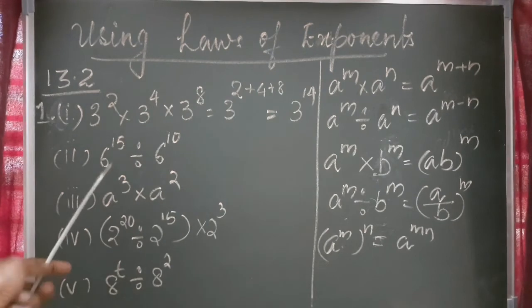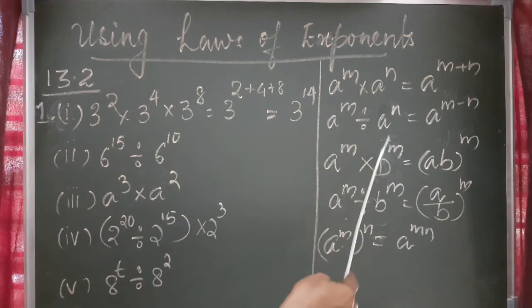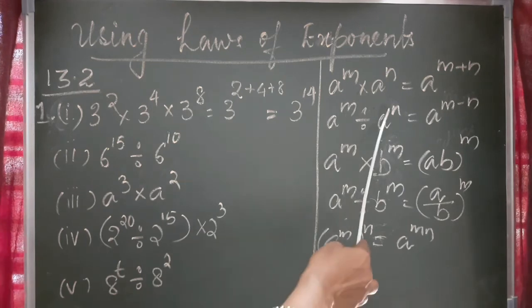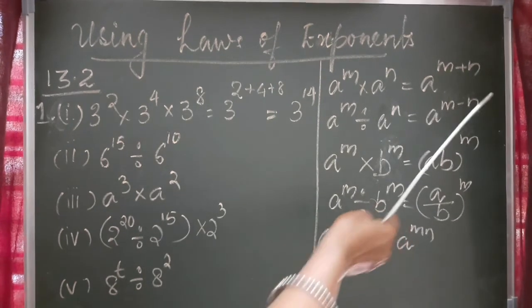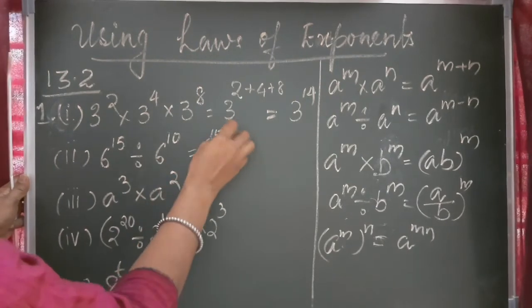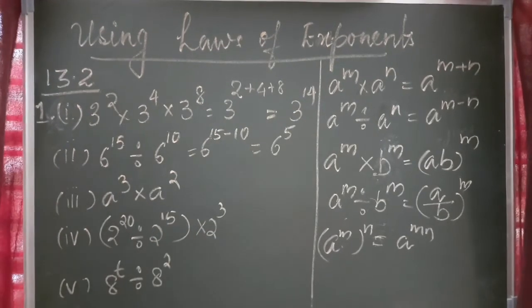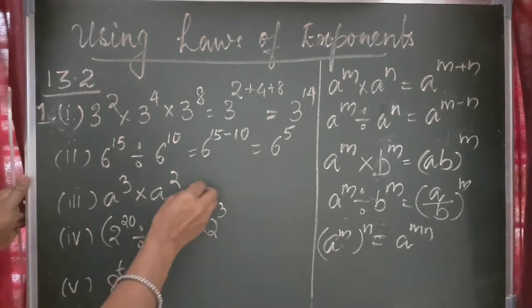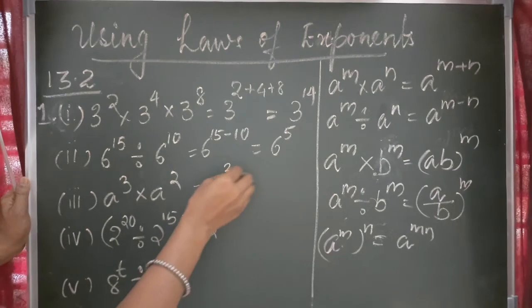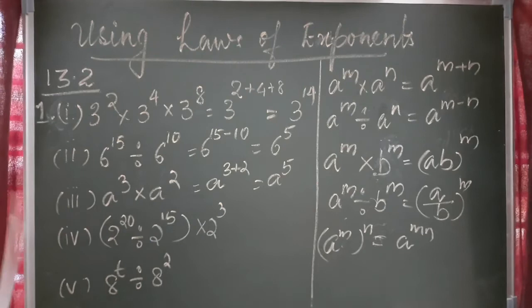Now the next one is 6 raised to 15 divided by 6 raised to 10. See here, the bases are the same, powers are different. It is the subtraction of the powers. So here we can do it as 6 raised to 15 minus 10, which is equal to 6 raised to 5. Now a raised to 3 into a raised to 2. The bases are the same, so we have to write a raised to 3 plus 2, which is equal to a raised to 5.